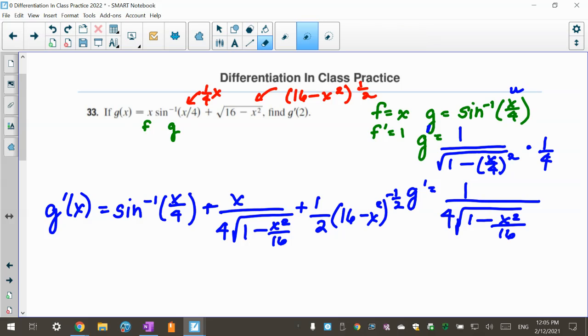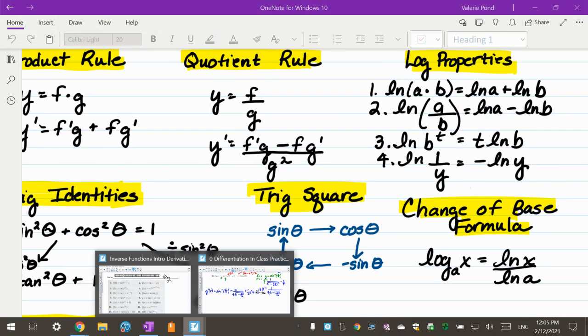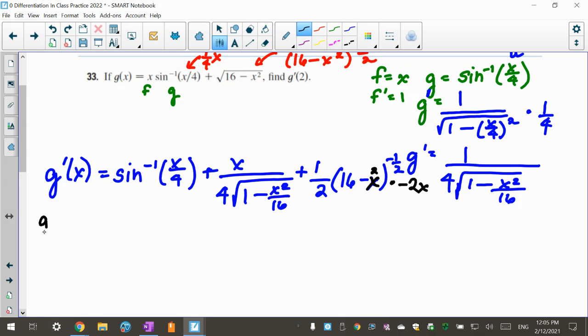This is getting a little squishy here. I thought I went down far enough. And times the derivative of the inside, which is negative 2x, because that's the derivative of x squared. So try not to look at this over here. This is where this ends. I'm going to make this look a little bit nicer. So g prime of x is going to be inverse sine of x over 4.